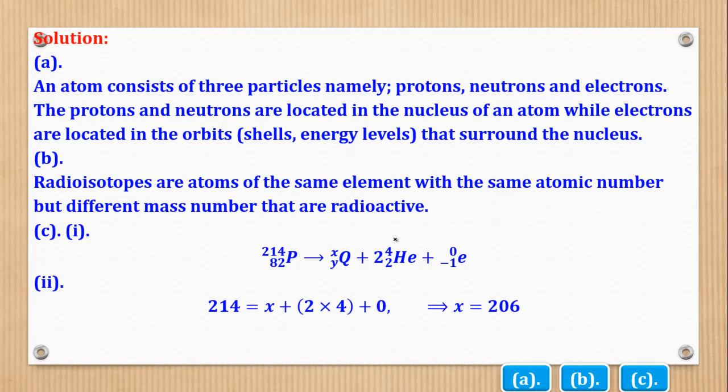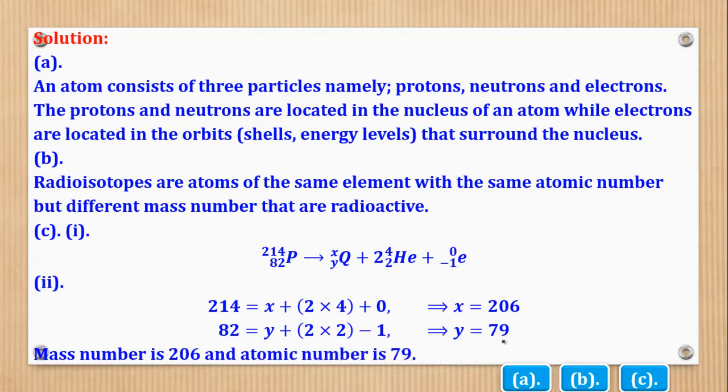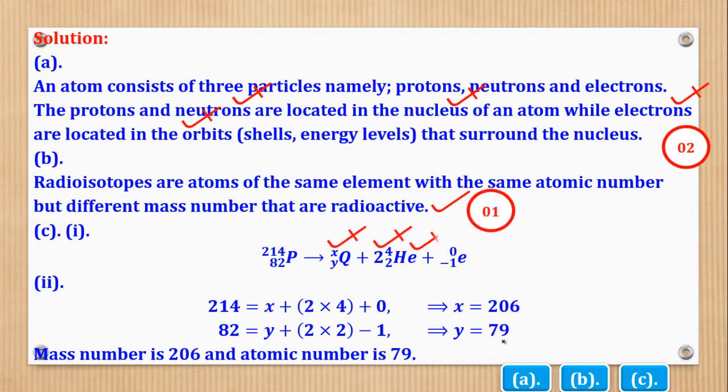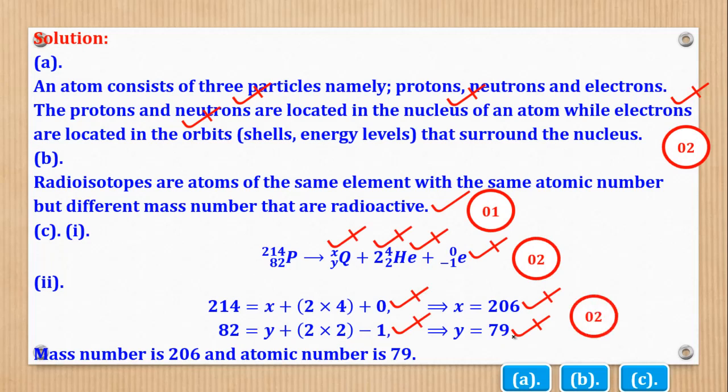Therefore, in equilibrium, it means that the mass number before and after are the same. So mass number before, then after we have x, then 2 times 4, then 0, which gives you x as 206. Then atomic number, we have this 82 before, then you have y, 2 times 2, and -1 to give you y as 79. And that's what they wanted. So that's how marks will be awarded.